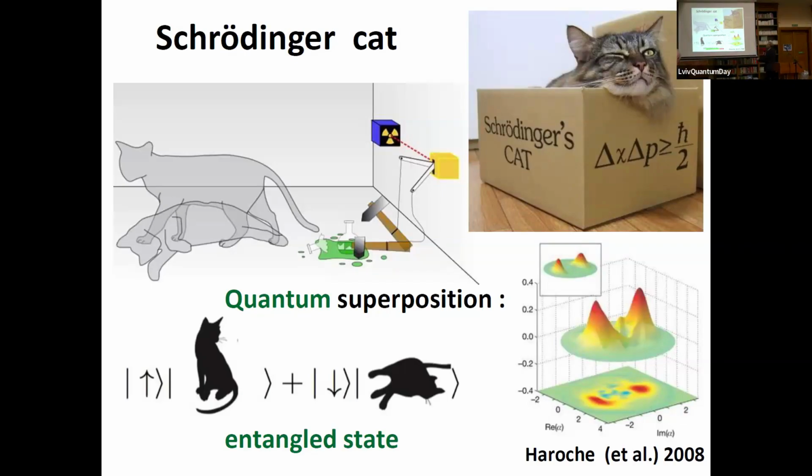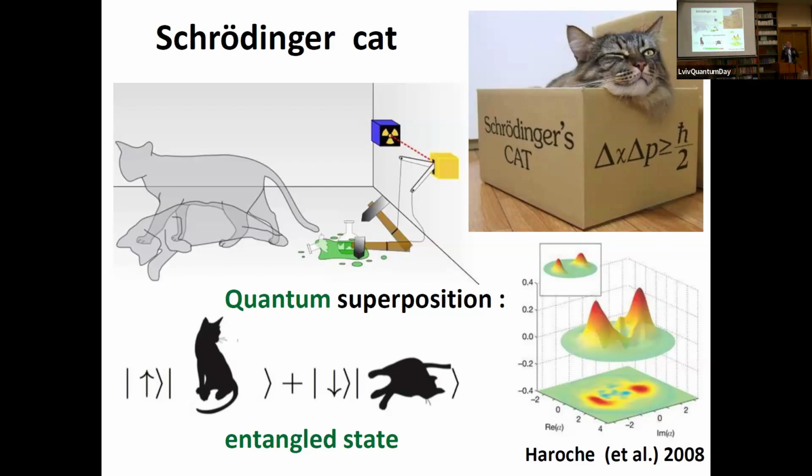And of course, you don't observe such cats in such a state in real life. However, there is such a cat-like experiment done in France by Haroche already more than 15 years ago. What I observe here is a probability distribution, and two peaks correspond to a superposition of quantum states in two different states. So this is like cat alive, cat dead, and they are superposed.